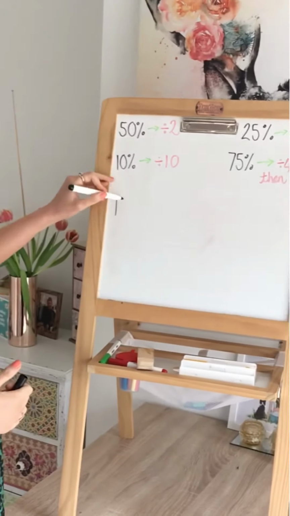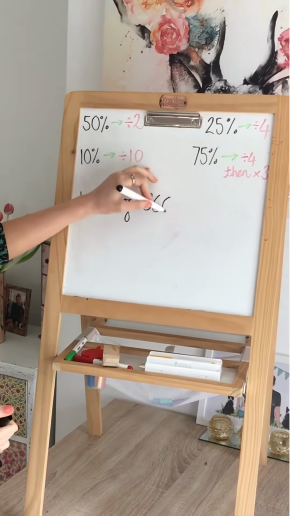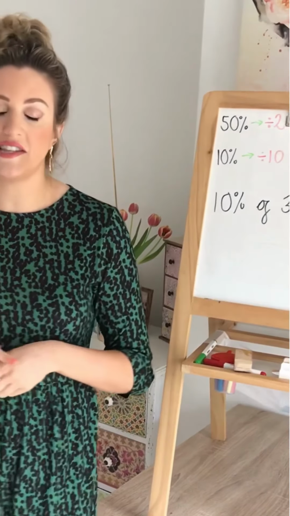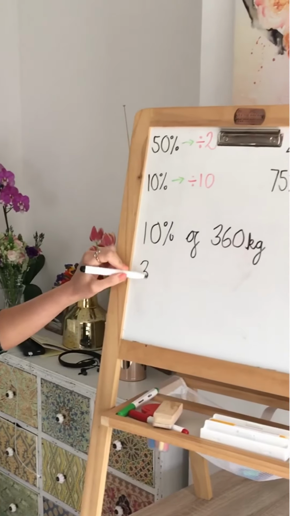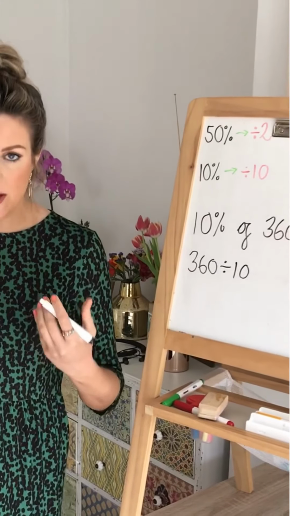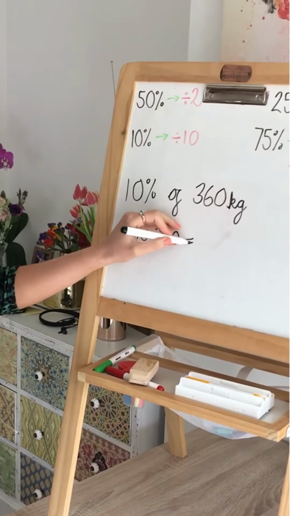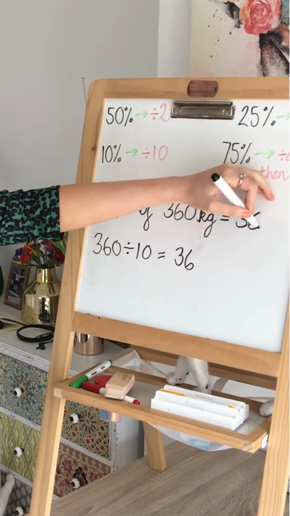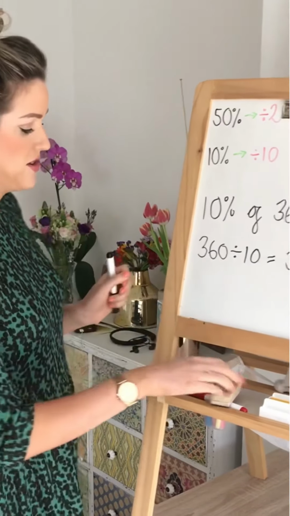Okay, let's try another one. Let's do 10% of 360 kilograms. So 10% is the same as a tenth, and to find a tenth, we divide by 10. So we're doing 360 divided by 10. Again, we can use our magic maths for this. We can imagine the number sliding to the right, and we get 36. And remember, our answer needs to be with the correct units of measure. Okay, just one more.